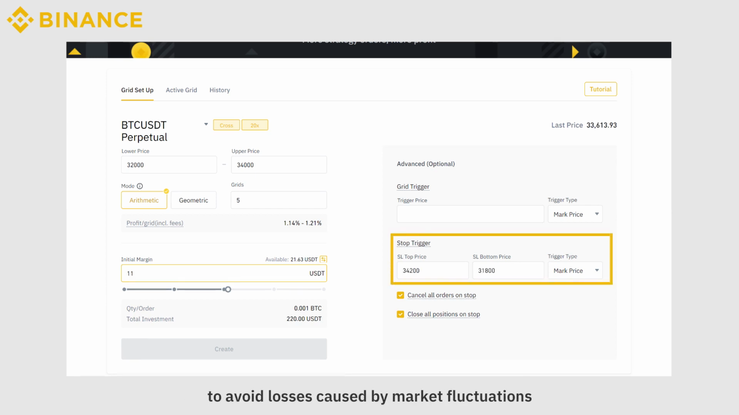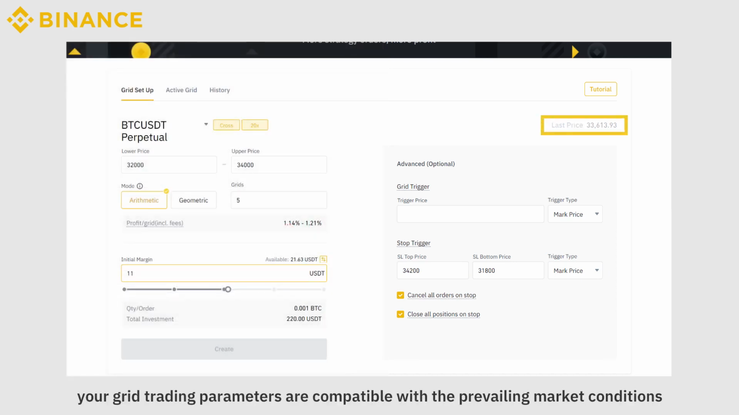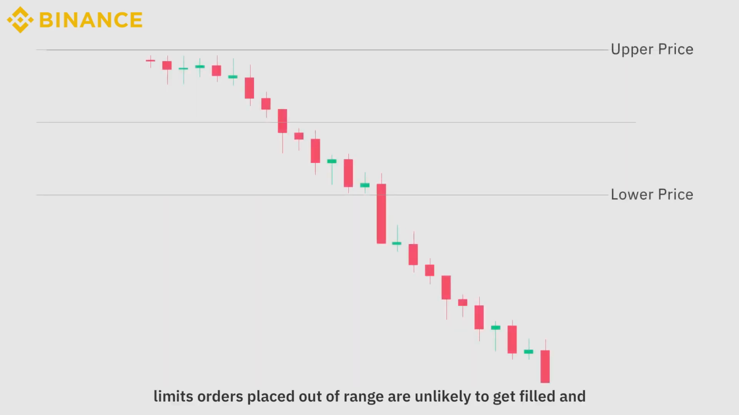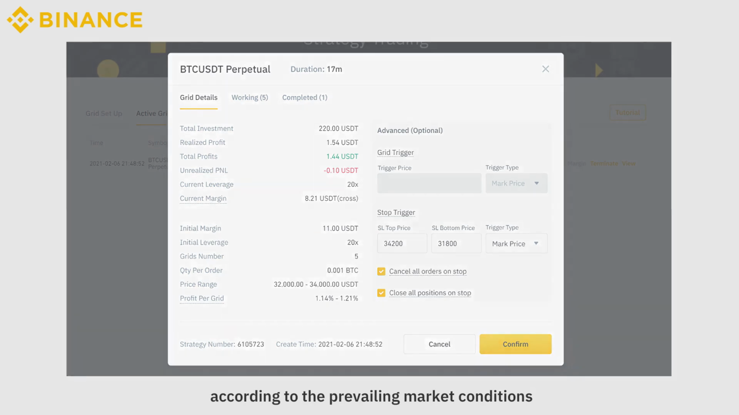caused by market fluctuations. For example, if a sell order is placed, a stop loss should be above the top of the price range, and if a buy order is placed, a stop loss should be below the bottom of the range. Lastly, ensure that your grid trading parameters are compatible with the prevailing market conditions, especially in range-bound markets. Limit orders placed out of range are unlikely to get filled and, as such, cause missed opportunity. The grid trading parameters can be adjusted in real time according to the prevailing market conditions.